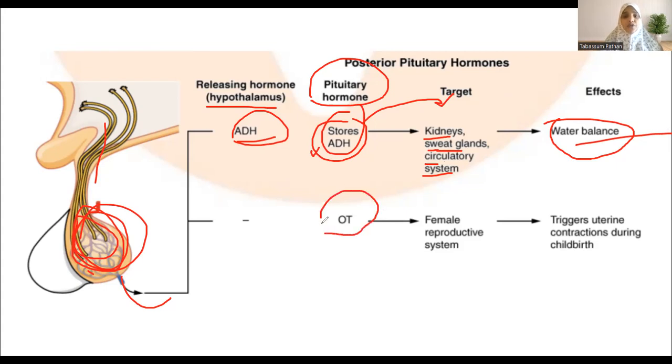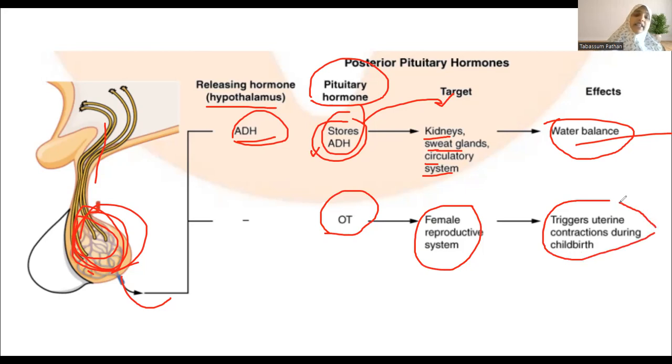And this is oxytocin. Oxytocin is produced by the posterior part of the pituitary gland. Again, what is the target organ? Female reproductive system. This helps in triggering uterine contraction during childbirth. This we had discussed in detail in the second chapter, human reproductive system.